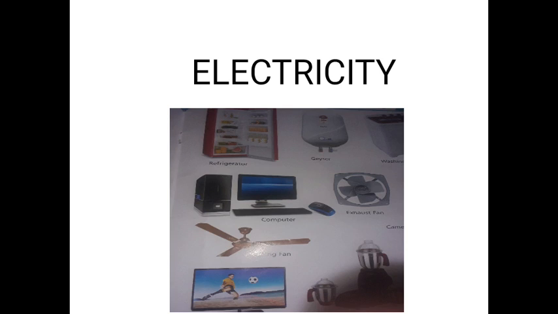So in this picture, what all is given? Computer, fan, TV, refrigerators. To work all these home appliances, we need electricity. So in this chapter, you are going to see how electricity is generated and how it is transferred.